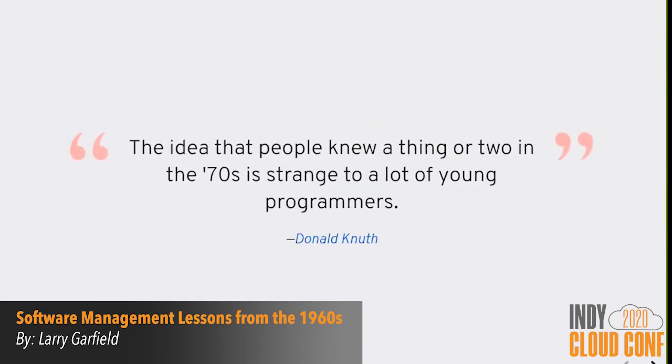The idea that people knew a thing or two in the 70s is strange to a lot of young programmers. From the father of analysis of algorithms and author of The Art of Computer Programming, Donald Knuth. What can we learn from this?